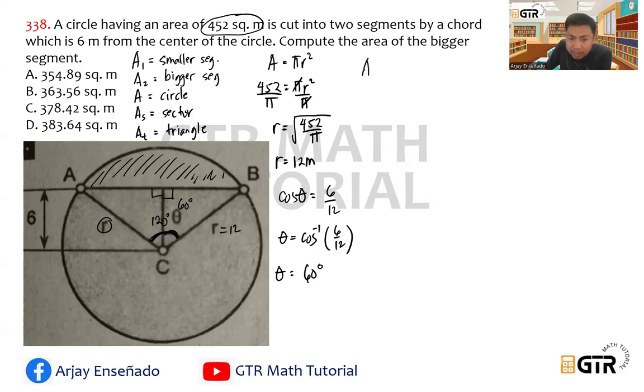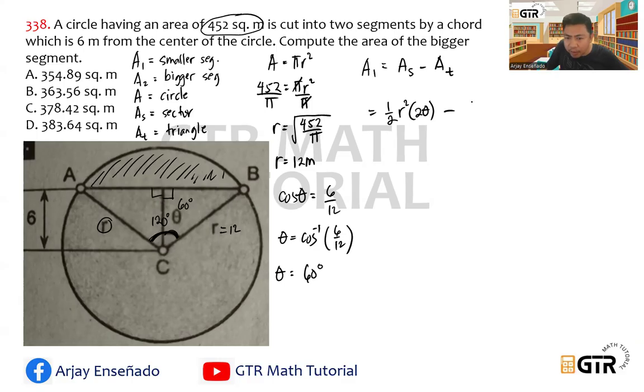So A sub 1, the area of the smaller segment, is equal to the area of the sector minus the area of the triangle. Okay? Now let's substitute. The area of the sector is 1 half r squared theta. But our theta here is 2 theta. Okay? So the theta is 60, so we will use 2 theta. R squared times 2 theta. Or we can substitute directly, the 2 theta is 120 degrees.